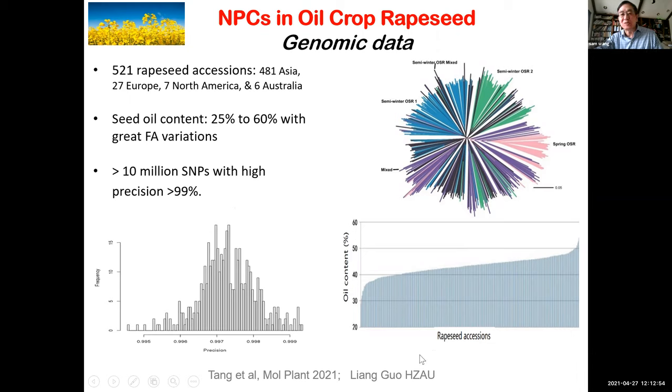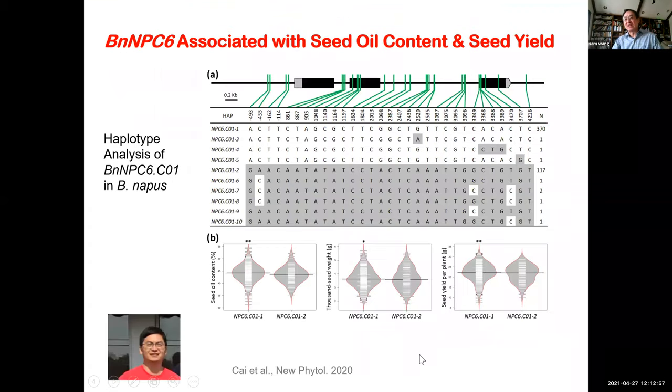What we did is take some of this whole family of phospholipases and run association and haplotype analysis. One thing we found interesting is that rapeseed has two genomes, the A genome and the C genome. We found the C genome is a much better contributor to oil content. And we found that NPC6 is associated with increased oil content and also increased seed yield production.